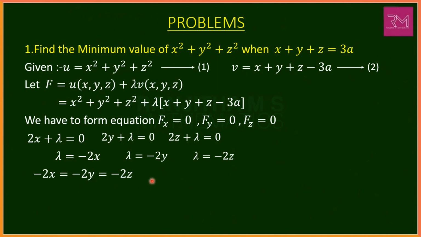Or we can simply write it as x is equal to y is equal to z. Here minus 2x is equal to minus 2y, which is equal to minus 2z. Hence we can cancel minus 2 in these three terms. Hence we can simply write it as x is equal to y is equal to z.